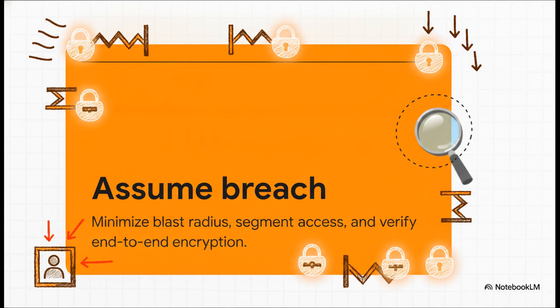And the final pillar, assume breach. Now, this requires a very urgent, proactive mindset. You have to design your environment under the total assumption that an attacker is already inside your network. Your primary goal is to minimize the blast radius of a compromised identity. How do we do that? We segment access across our networks, users, and devices. We verify end-to-end encryption everywhere, and we're constantly driving threat detection using advanced analytics. Do not let an attacker move laterally. You've got to lock them down in a tiny, isolated box.